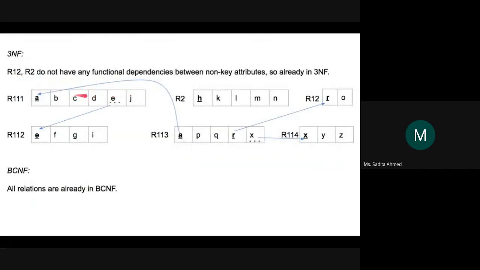But here, FGI, are they present in this relation? No. So if they're not present here, can we say that E is a determinant in R111? No. And if E is not a determinant, then E being a candidate doesn't even arise, right? Okay, that's done. Yes, ma'am.